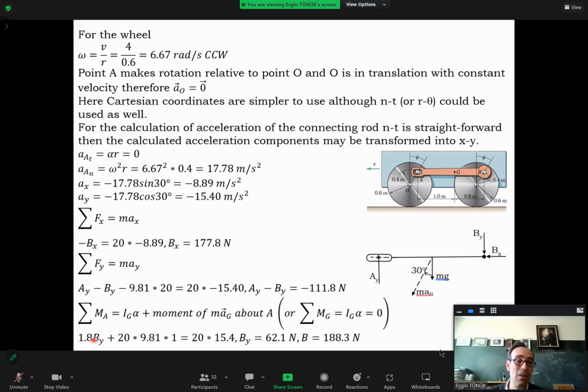Why? Because I will take also moment of MA and I'll say clockwise is positive, but if you like, you could put a minus sign in the front to say counterclockwise is positive. You have to take counterclockwise positive if you take cross products. But here I'm taking ordinary moments. I'm not using vector cross product, so it's up to you which direction you choose positive, and I chose clockwise positive, and I did consistently, okay? So this is 1.8 By clockwise positive.